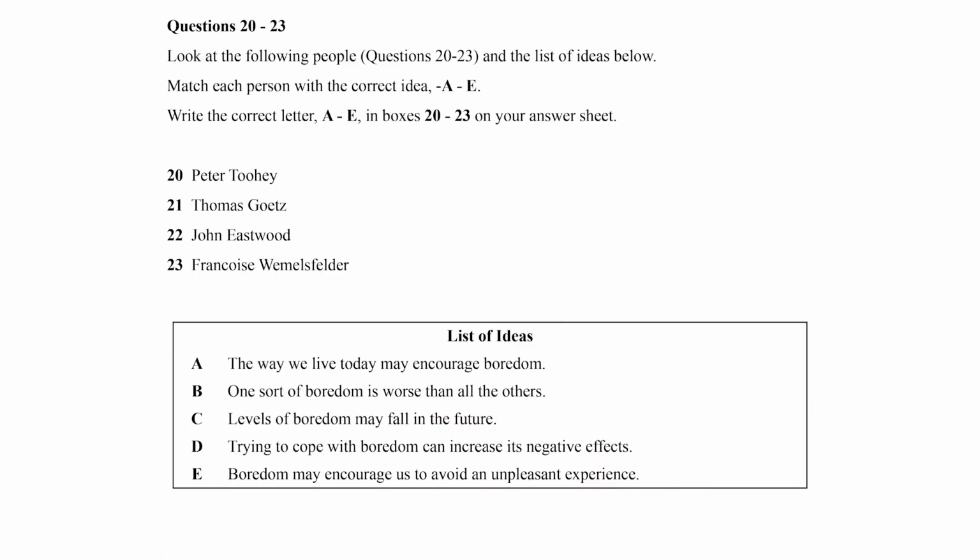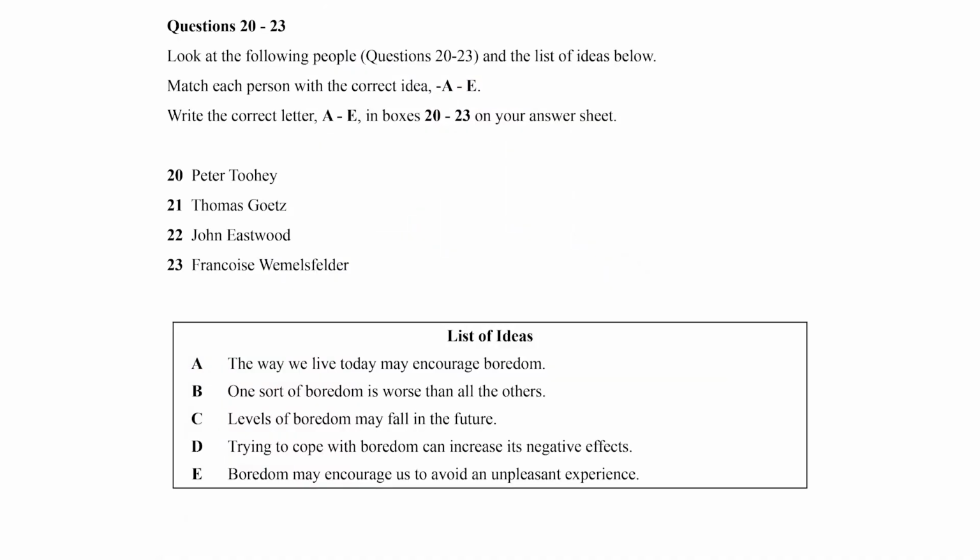So let's check the answers. 2. The next person in line is Thomas Goetz. He has got reference in two paragraphs, B and E. In this paragraph, Thomas Goetz and his team have identified five distinct types of boredom, and moving further through the paragraph, in lines 7 and 8, it is mentioned that of the five types the most damaging is reactant boredom with its explosive combination of high arousal and negative emotion. So, in this sentence, it clearly specifies that one sort of boredom is worse than all others, and the answer is B.